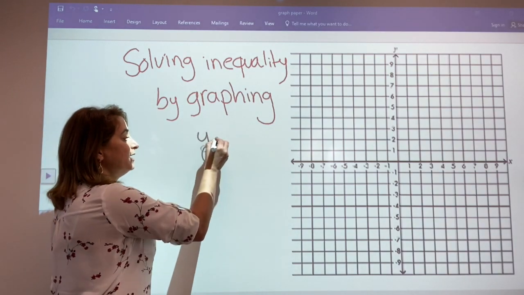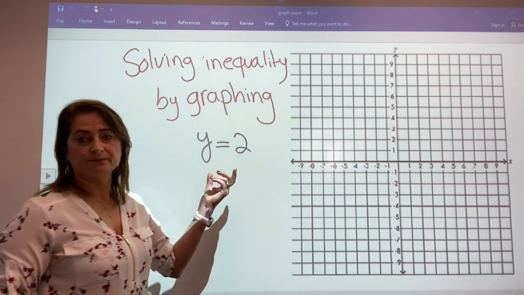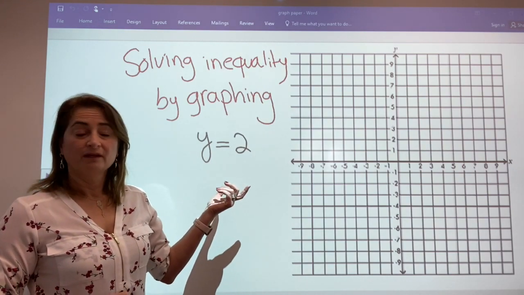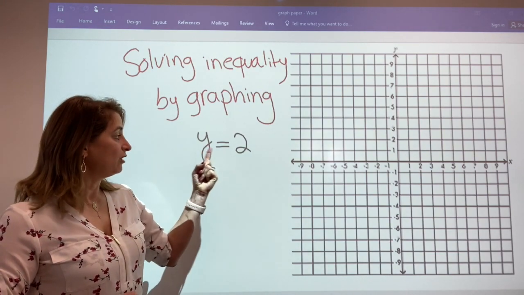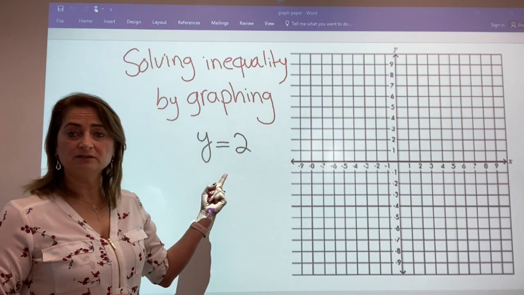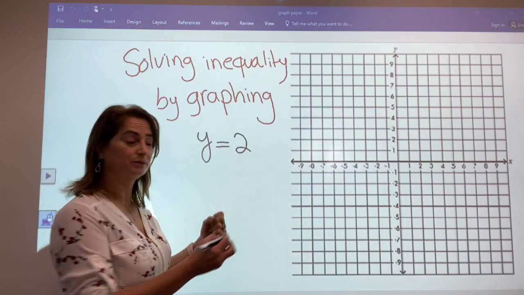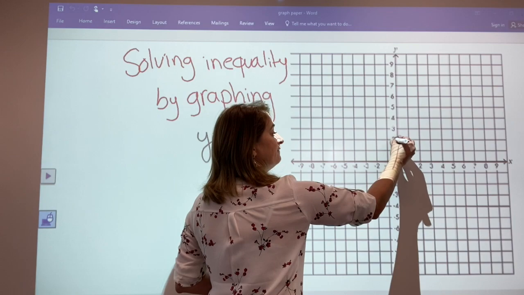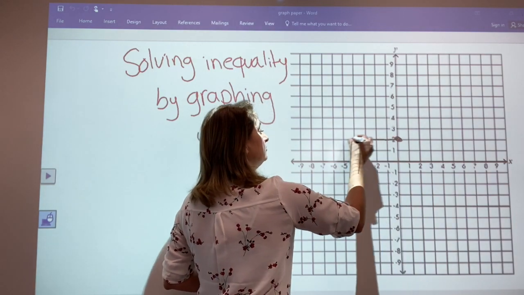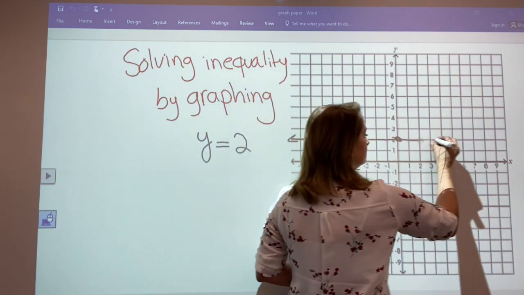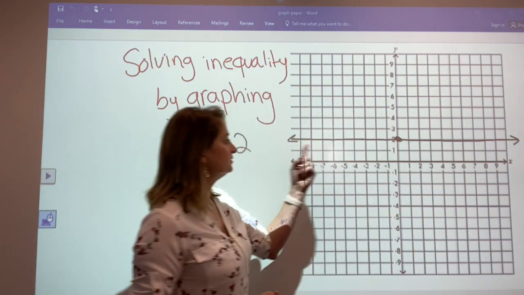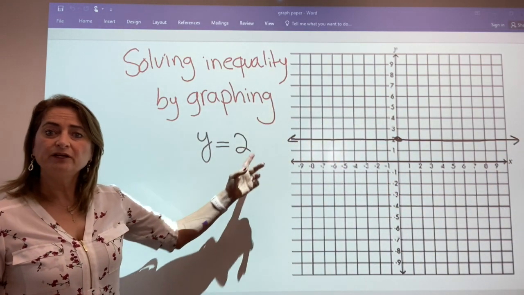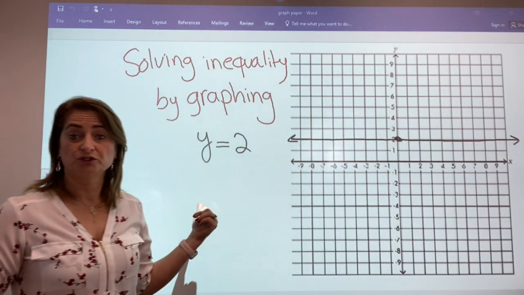If I have y equals 2, that's an equation. How do I graph it? We remember that if you have y equals a number, it's a horizontal line crossing the y at that number. So go on the y-axis, find positive 2, and now draw a horizontal line. That is your solution to this equation. Every coordinate on the line is a solution.